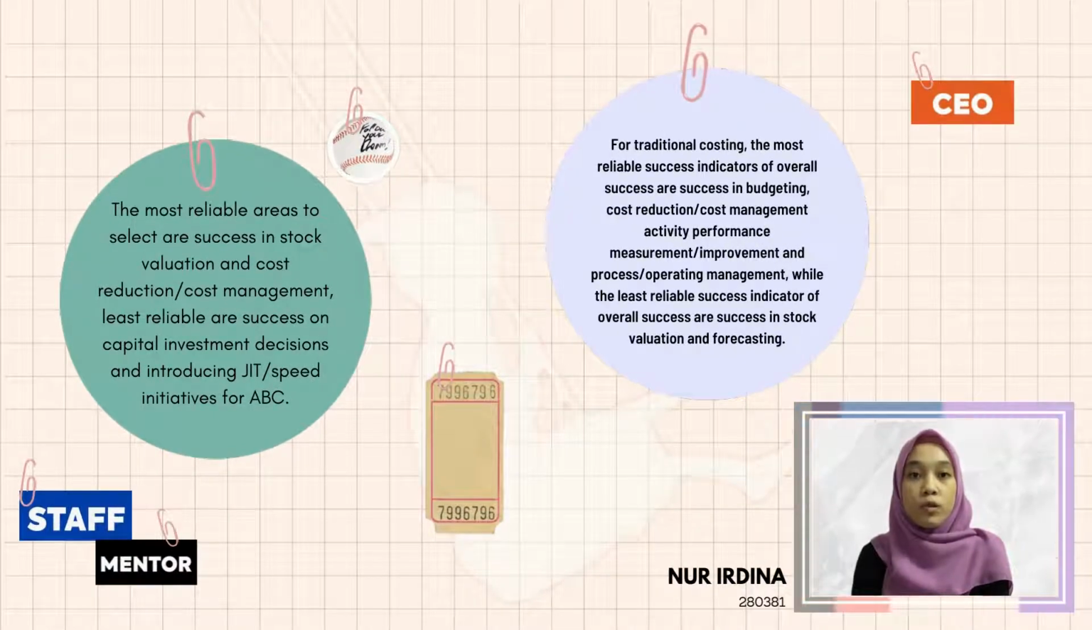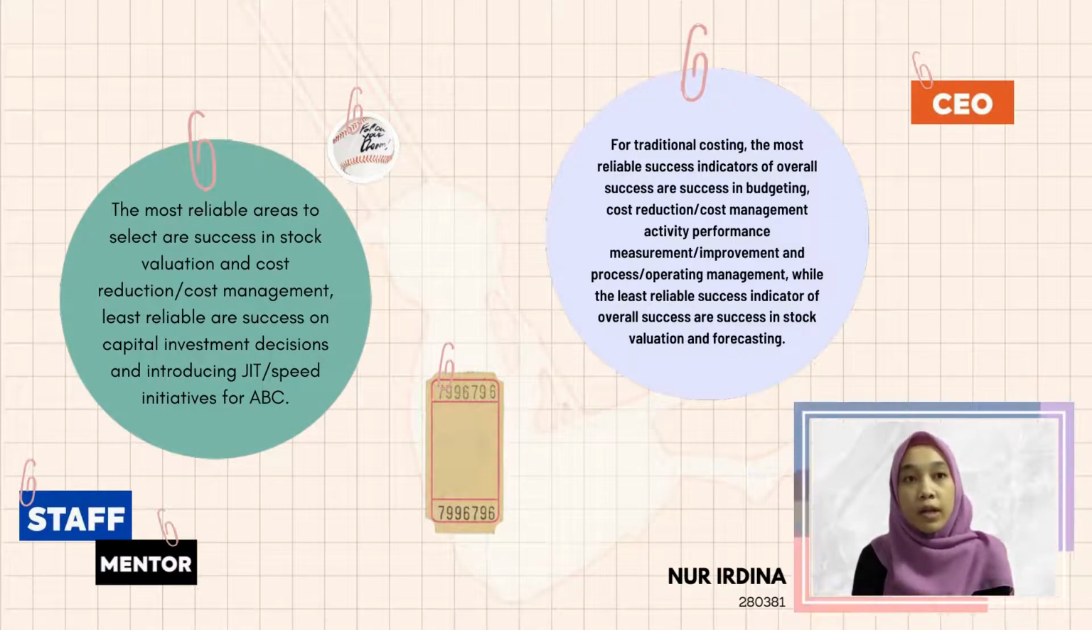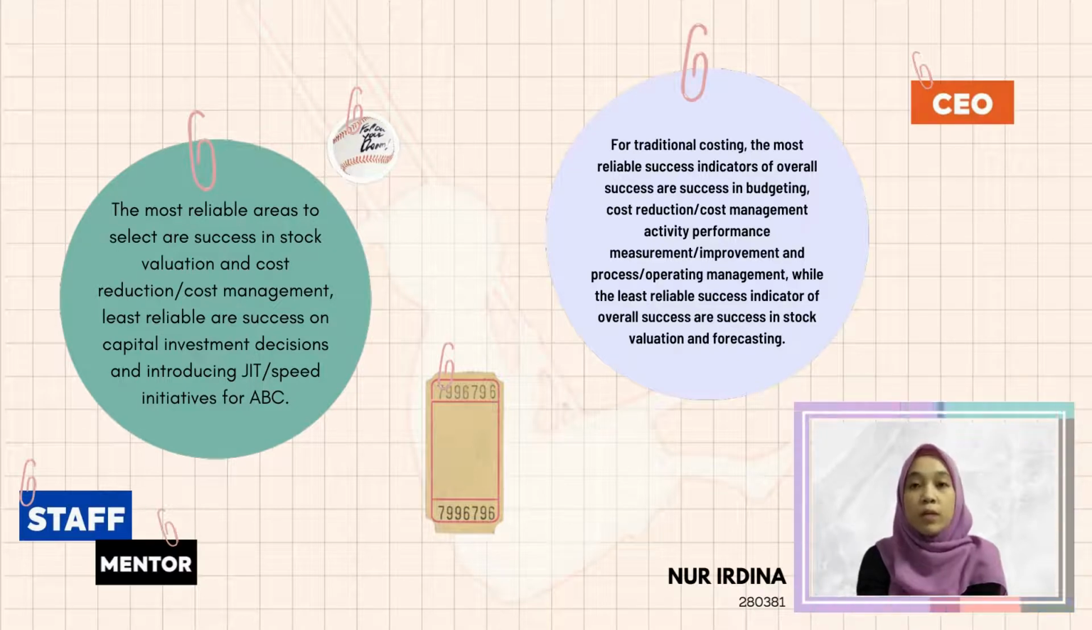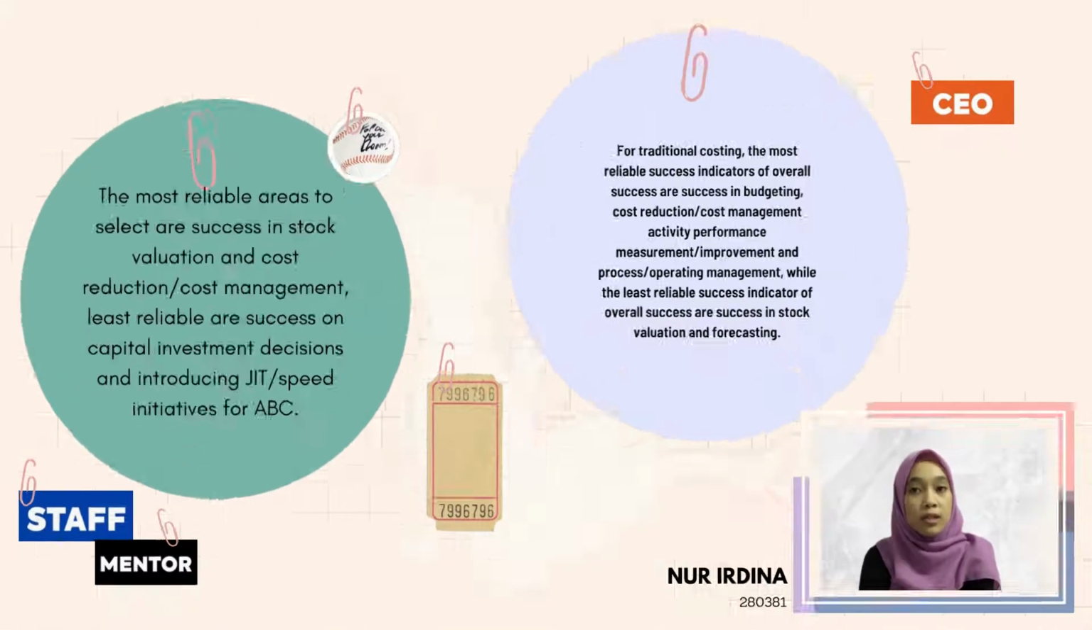For ABC, the most reliable success indicators of overall success are success in stock valuation and cost reduction or cost management, and the least reliable are success in capital investment decisions and introducing JIT or speed initiatives. For traditional costings, the most reliable success indicators of overall success are success in budgeting, cost reduction or cost management, activity performance measurement or improvement, and process or operating management, while the least reliable success indicators of overall success are similar to the findings regarding usage: success in stock valuation and forecasting.